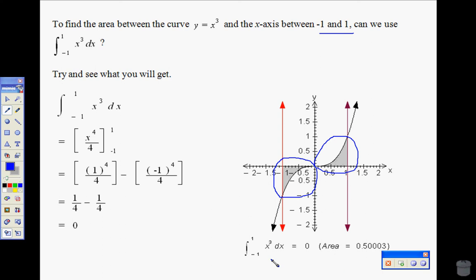As you can see, if we do the definite integral, the computer program I use for the graphing does that for me. It says that the definite integral is 0, but if I want to find the area, it's a half, so I don't know what the 0.30003 is there. But the area is 0.5 if we're taking that application of our integration.